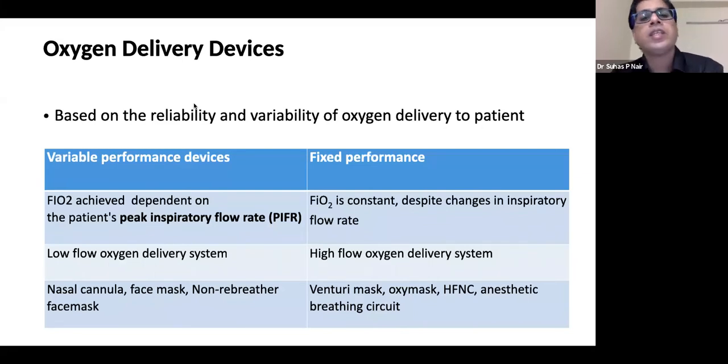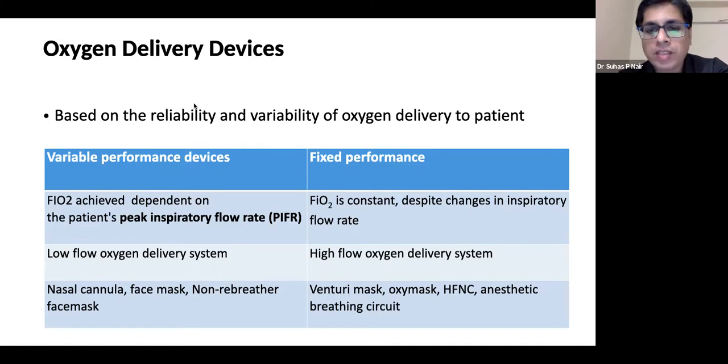Oxygen delivery devices are grossly divided into variable performance devices and fixed performance devices. In the variable performance devices, the FiO2 achieved depends upon the patient's peak inspiratory flow rate or the patient's respiratory drive and effort. These are basically low flow oxygen delivery systems, where the nasal cannula, face mask, and non-rebreather face mask are the typical examples.